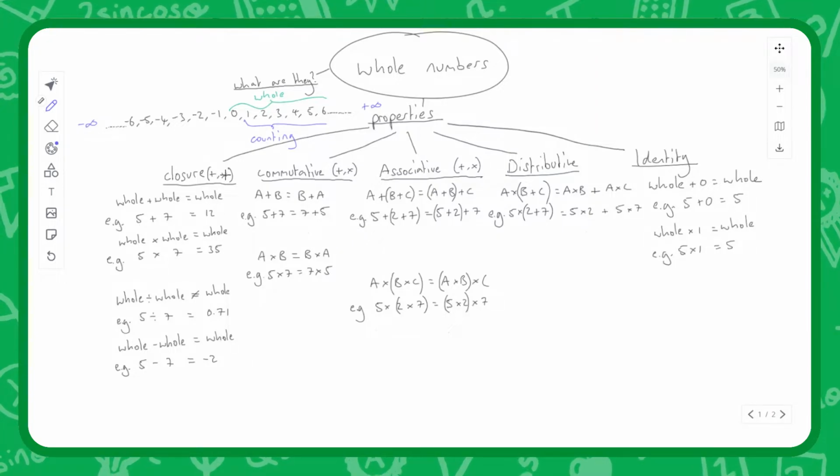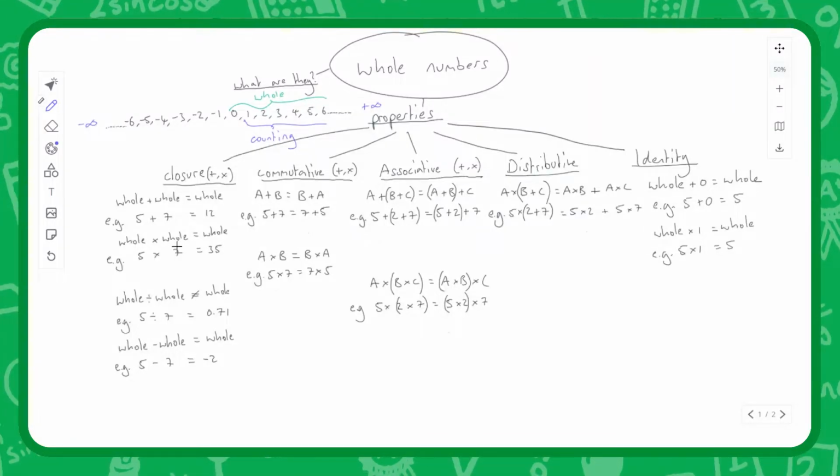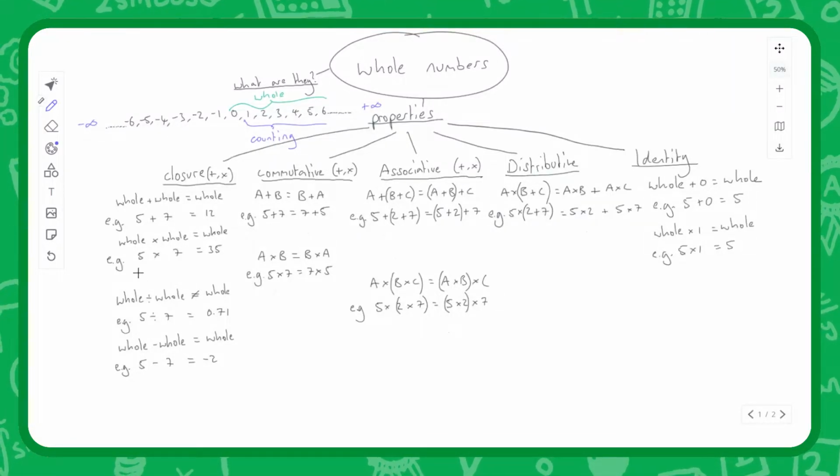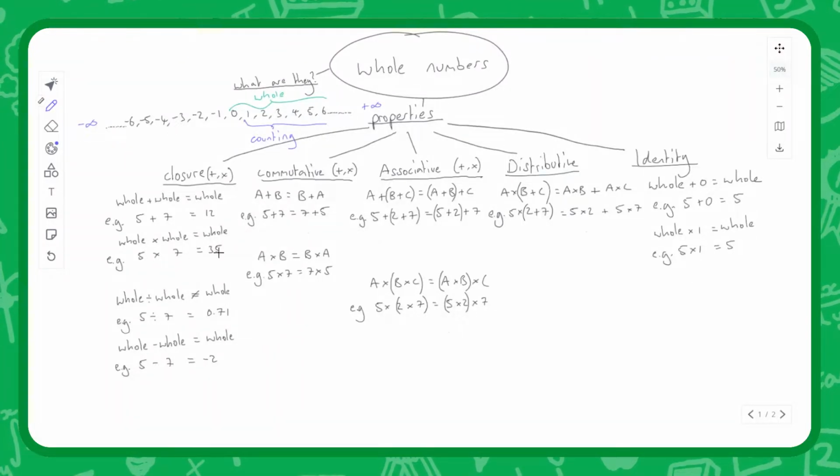Likewise, we can use it for timesing as well. A whole number times a whole number will always give us a whole number. So 5 times 7 will always give us a whole number as well, 35. These are just a couple of examples.